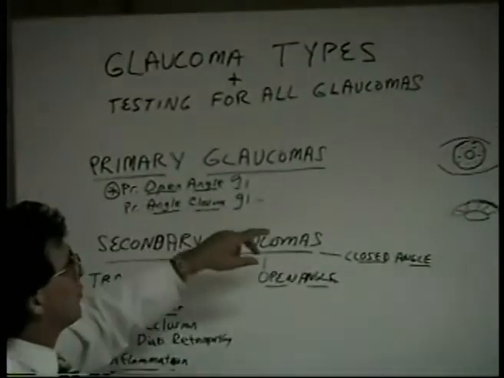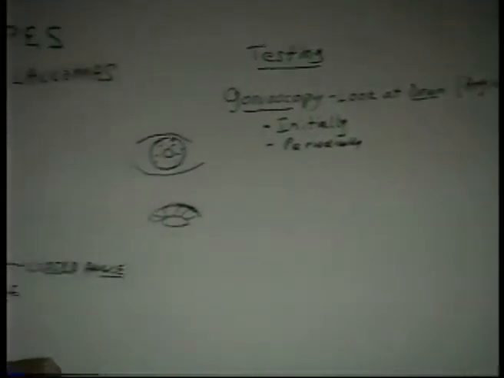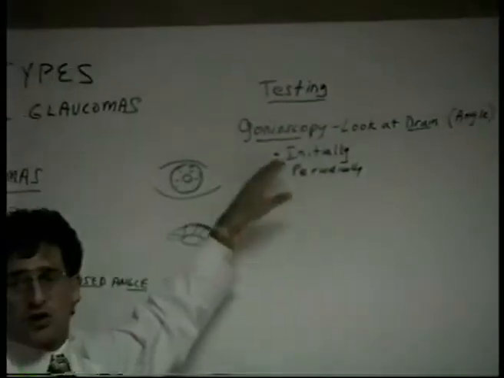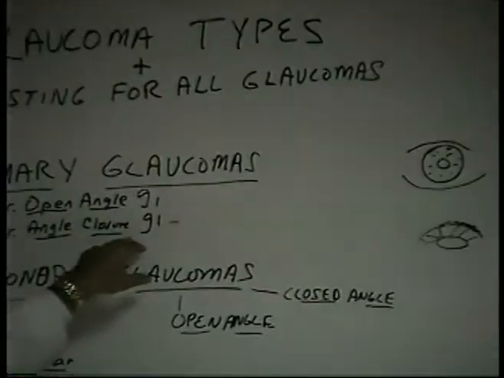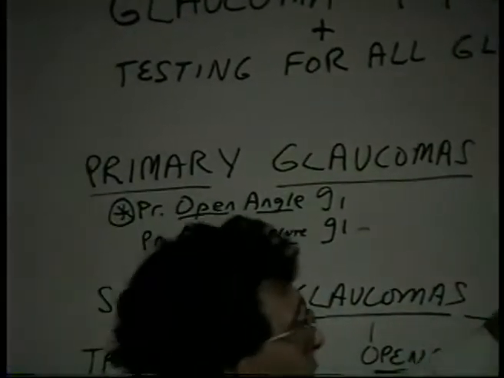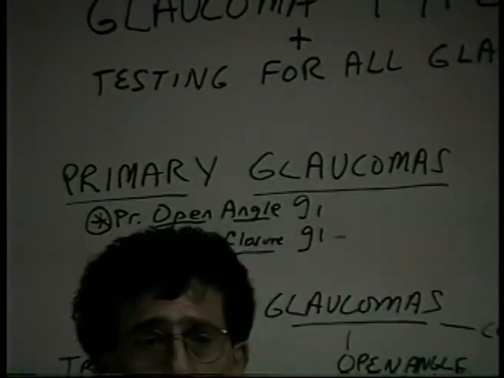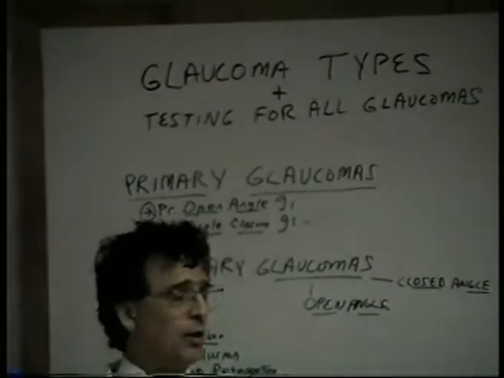But the big concern why we periodically look in there, in other words, why we repeatedly gonioscope the eye, is because a lot of people will develop angle closure glaucoma as they get older and they don't have it to start with. And sometimes our treatment can actually cause the angle to get narrower or closed. So it's very important we look periodically.